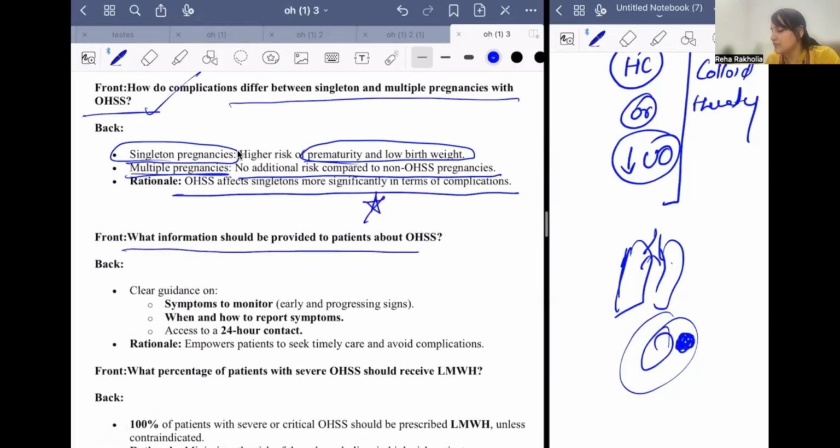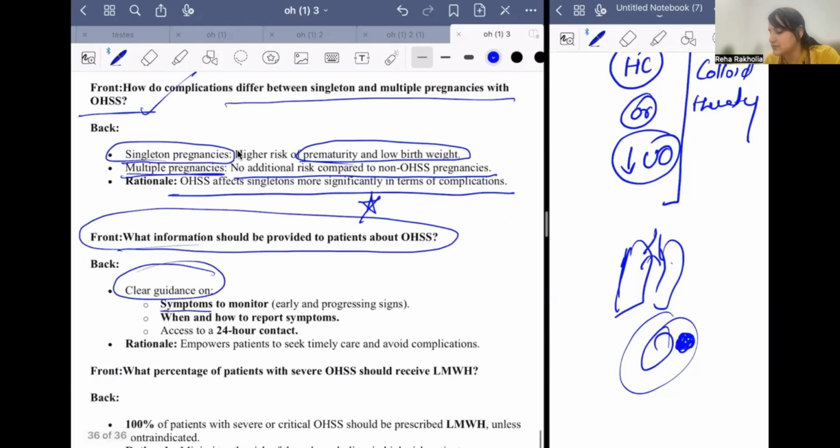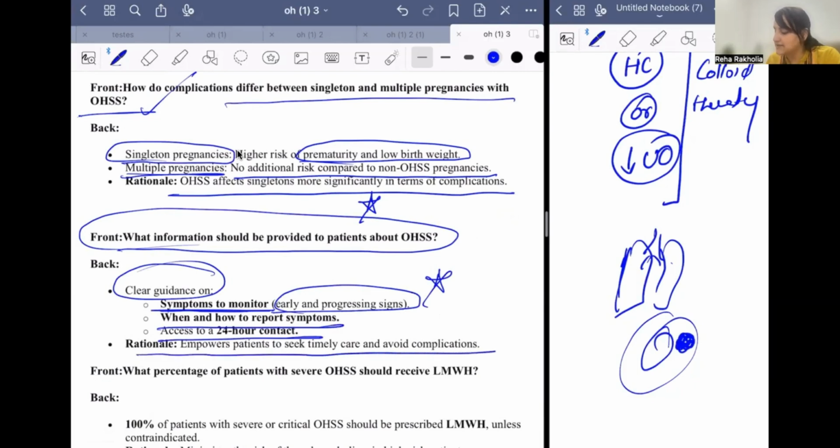What information should be provided to patients about OHSS? We'll have to give clear guidance on symptom monitoring, like when to monitor, what the early and progressive signs are, when and how to report symptoms, and access to a 24-hour contact at the hospital. This empowers the patient to seek timely care and avoid complications.